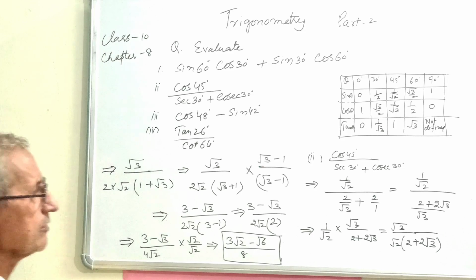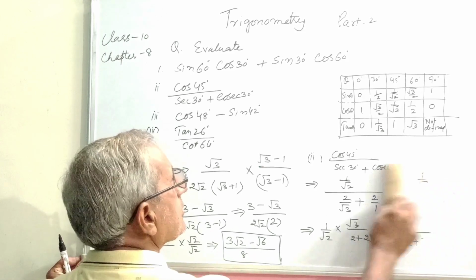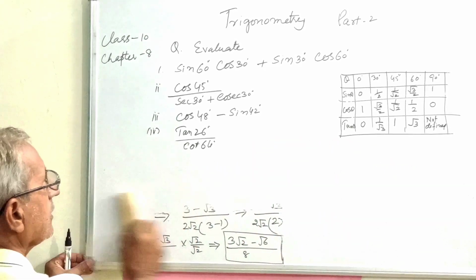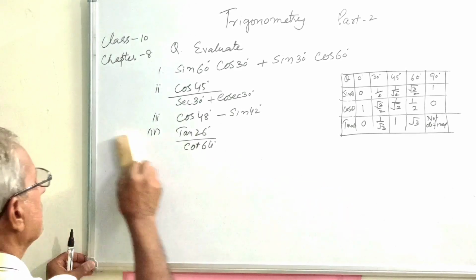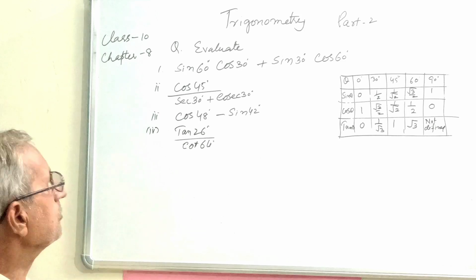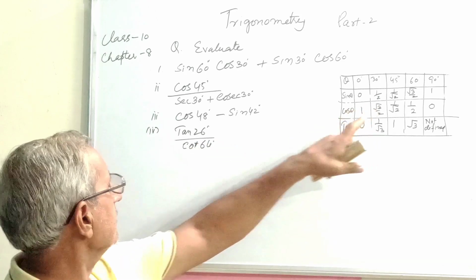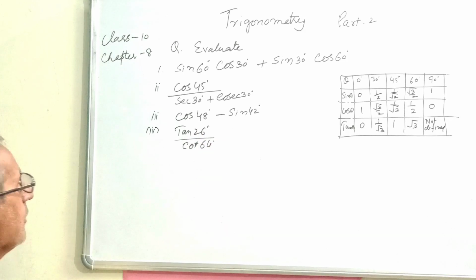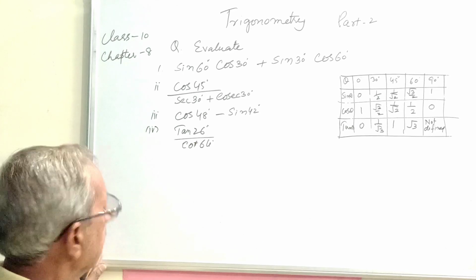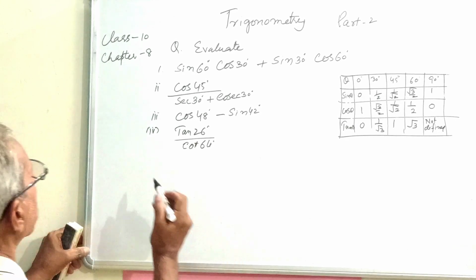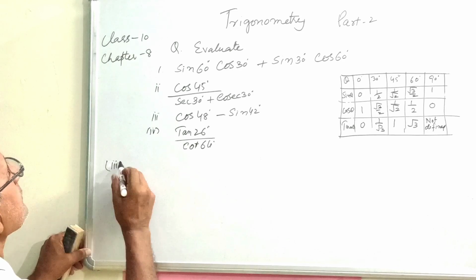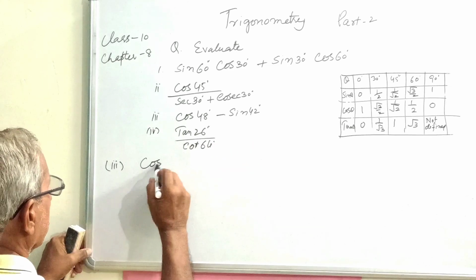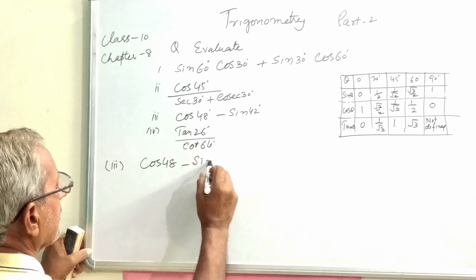Now we will take other types of questions where the standard values are not given. The theta values are not written in the form of standard angles, like 48, 42, 26, 64. So these will be solved in terms of the complementary angles. So third part, evaluate cos 48 minus sin 42. So cos 48 minus sin 42.